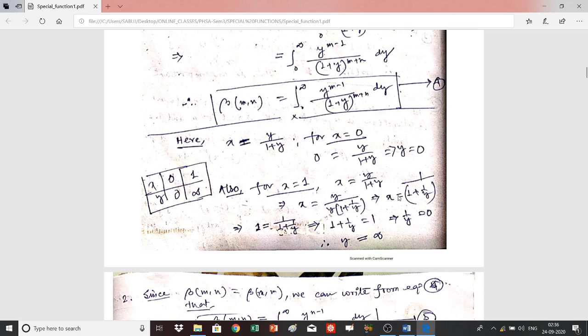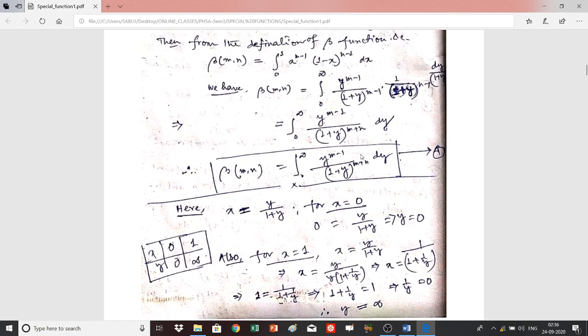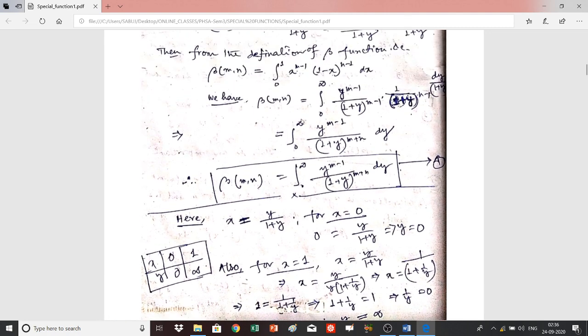So that will give you x is equal to 1 by 1 plus 1 by y. If you use x is equal to 1, that will give you 1 is equal to 1 by 1 plus 1 by y, and after simplification you can easily find that y is equal to infinity. So here is the reason why we have taken the limit 0 to infinity instead of the limits of x from 0 to 1.